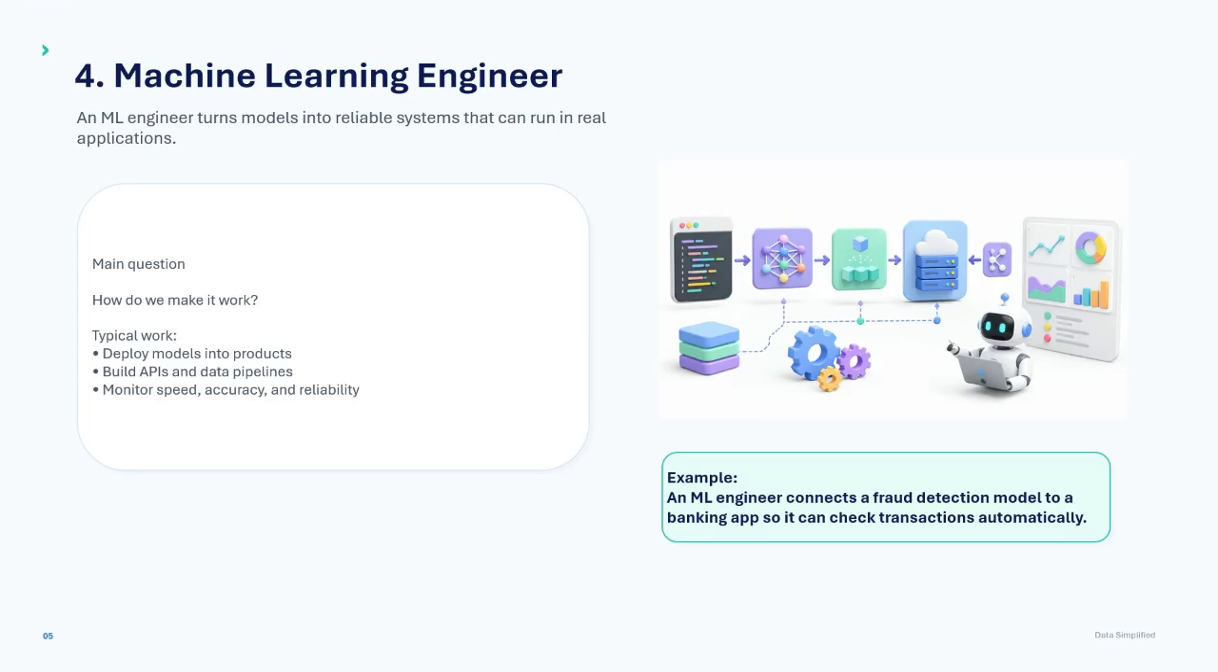Coming to the machine learning engineer. A machine learning model created in a notebook is not automatically ready for real users. Someone must connect it to the company system and make sure that it works reliably. That is the job of the machine learning engineer. The engineer may build data pipelines, create an API, deploy the model to the cloud, and monitor speed and accuracy. For example, a fraud detection model may need to check thousands of banking transactions automatically. The machine learning engineer makes sure that the model receives new data, produces results quickly, and continues working safely at scale. In simple words, the engineer turns an experiment into a working product.